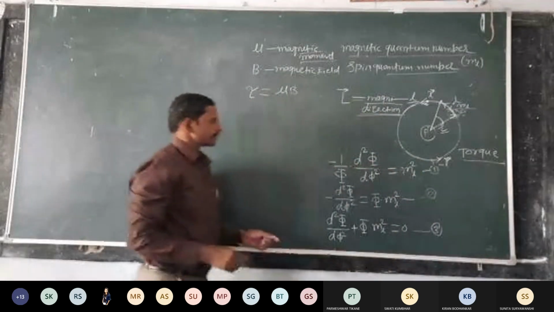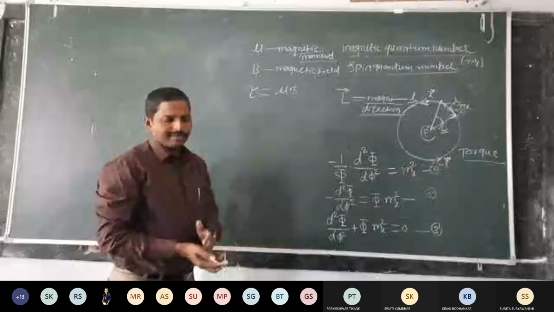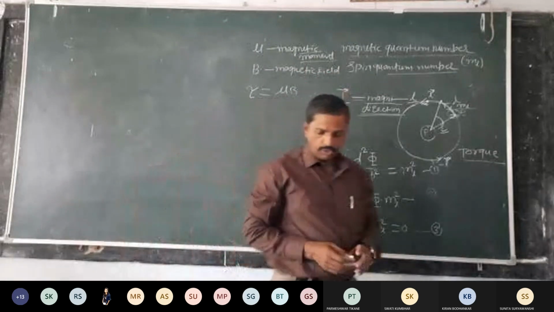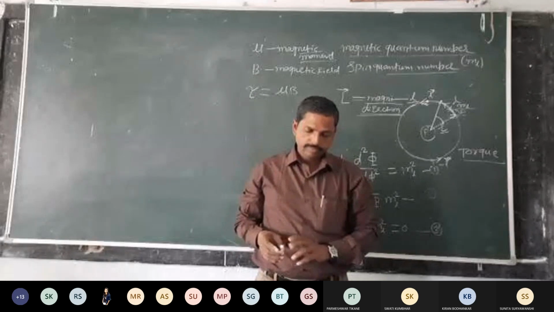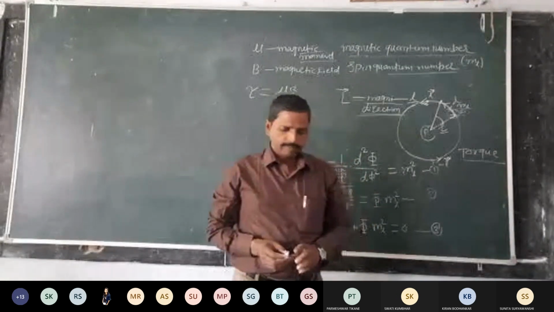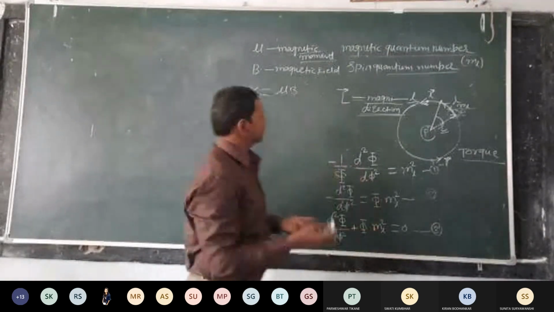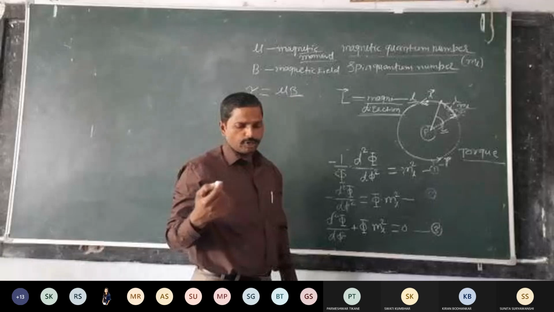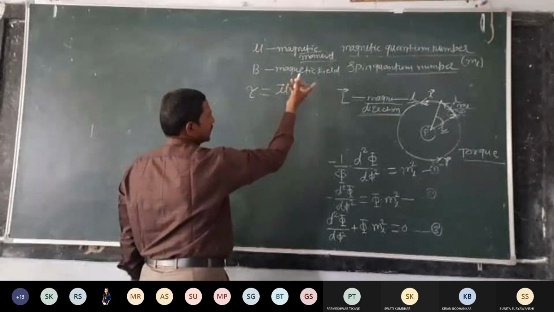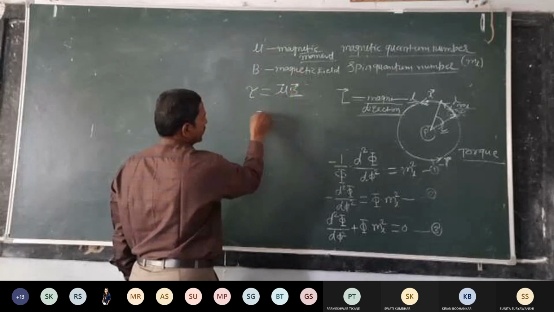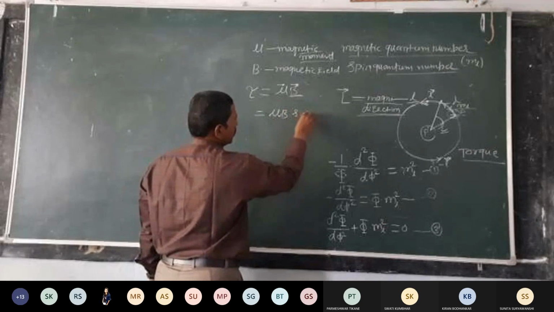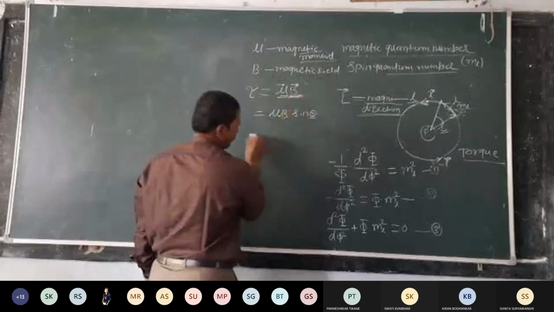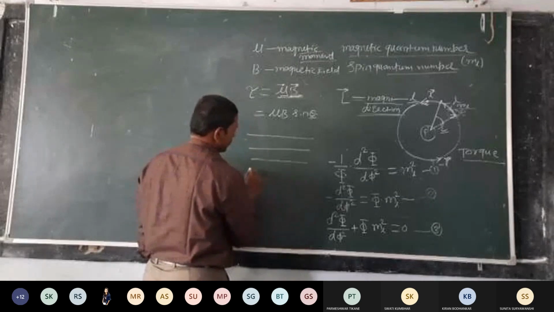Look again, tau is equal to mu into B, where mu is the magnetic moment and B is the magnetic field strength, or the flux density of the magnetic field. Since mu is a vector and the magnetic field is also a vector, we can write it as mu B sine theta, where theta is the angle between mu and B.